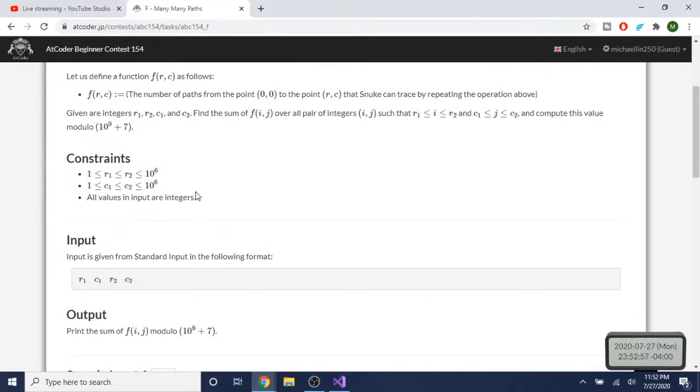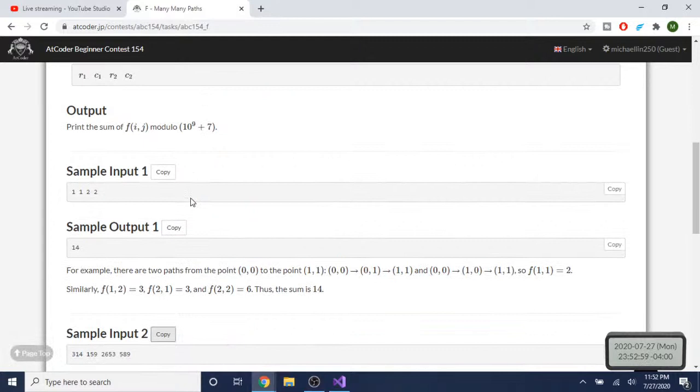Sorry guys. Let's see. There must be a way to solve this. So from 1 to 1 we get 2. 1 to 2 you're supposed to get 3. So we need to find a math equation to get this.